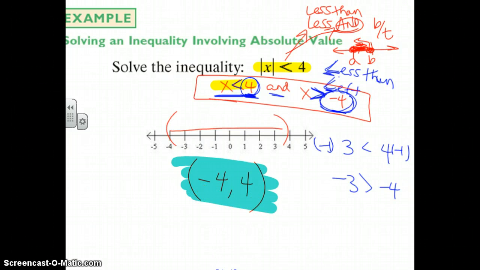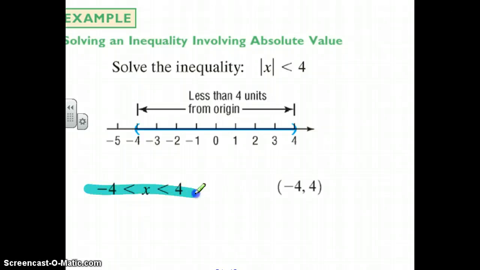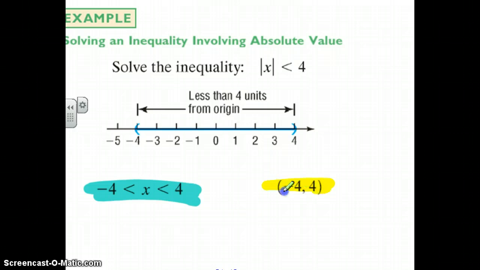This is the graph of it. So the final answer looks like this. You should know how to write this as a between statement, and you should know how to write this as an interval.